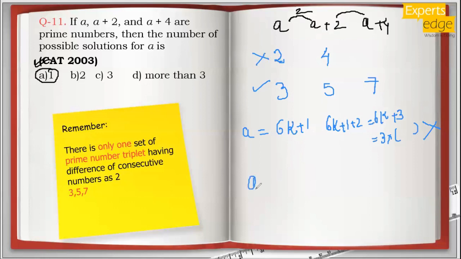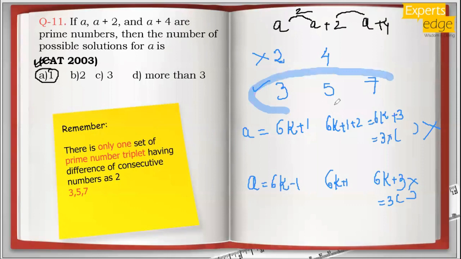Another thing, if I take 6k minus 1, what will happen? In this case, a plus 2 will be 6k plus 1, pretty much possible. And this will be 6k minus 1 plus 4, which is 6k plus 3. Again, 3 can be taken common out, so this is not a prime number. So for sure, the only case I'll get for prime numbers is 3, 5, and 7.